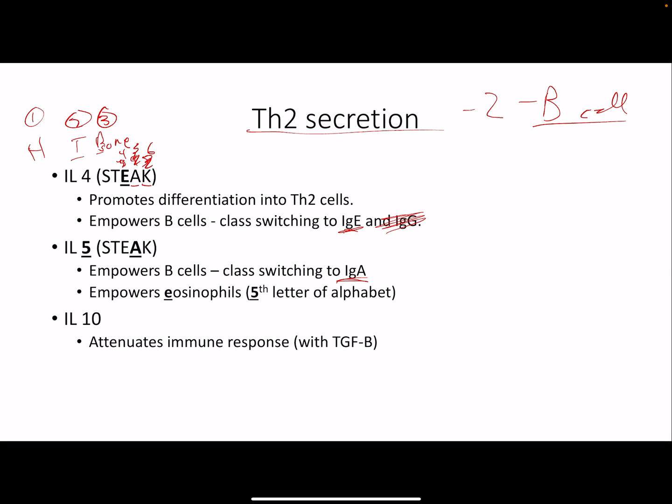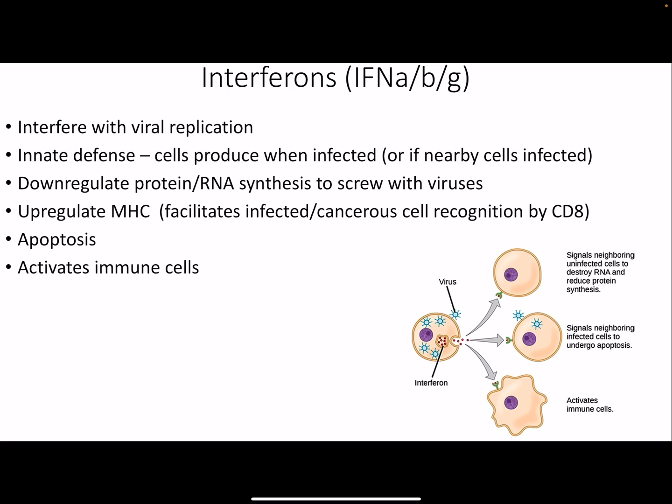5 is going to be specifically IgA, which we mentioned. We also said that E is the 5th letter of the alphabet. This is empowering eosinophils. And then IL-10. IL-10 is just generally attenuating the immune response, also with TGF-B, but that's probably not as important.